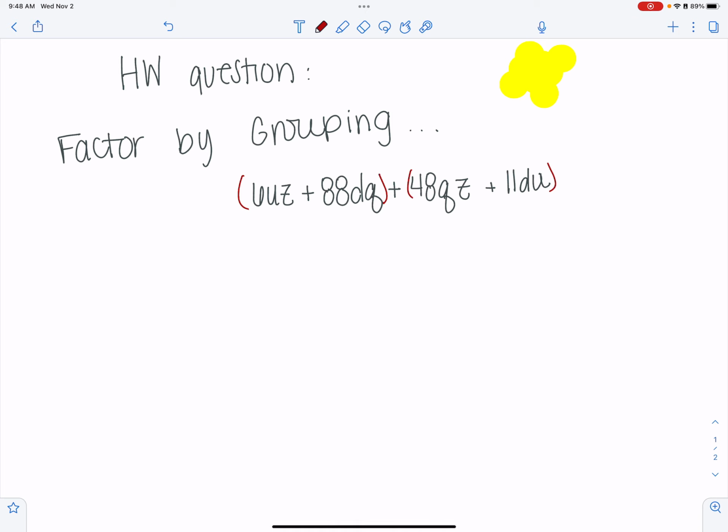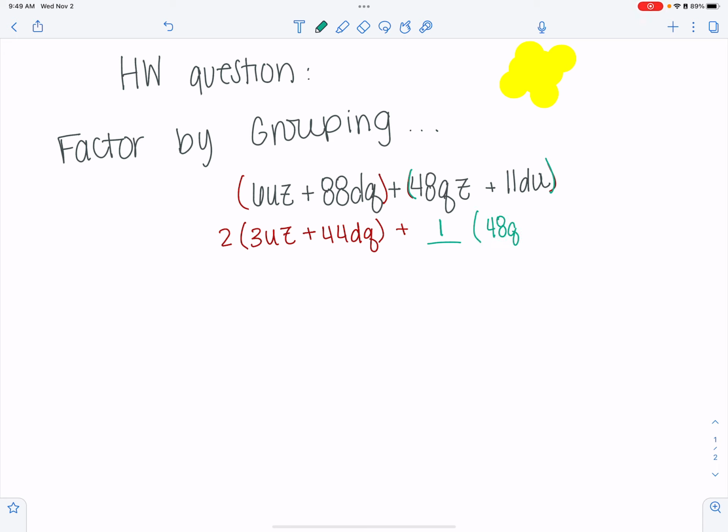Well, when I look at the first term, 6uz and 88dq, well, 88 and 6 only have a 2 in common. So I would divide out my 2 and have 3uz plus 44dq. And then the second one, group those up. 48qz and 11du don't have anything in common, so I couldn't factor out anything but a 1.